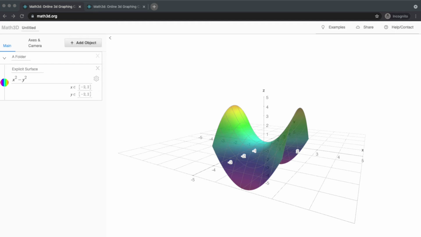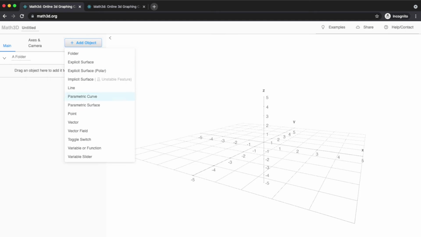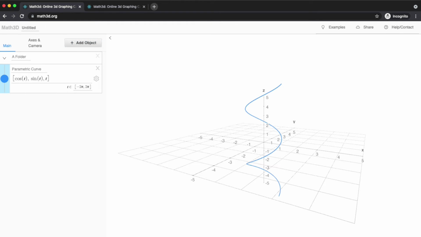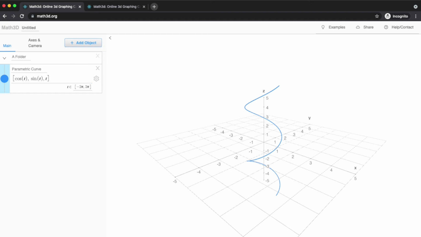So we'll go to math3d.org. I'm going to remove the default construction. We'll go ahead and plot a parametrized curve. In this case, I want to put the helix out. The helix actually is the default parametrized curve. We can see it there. What do I want to do with the helix? I'm interested in a particular point on the helix. That point is (-1, 0, pi).